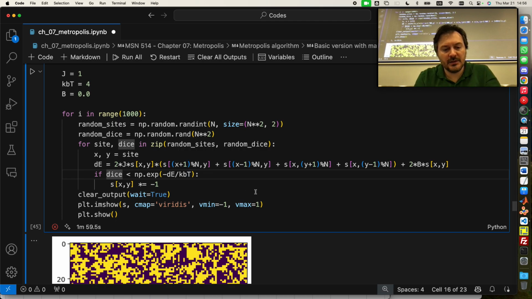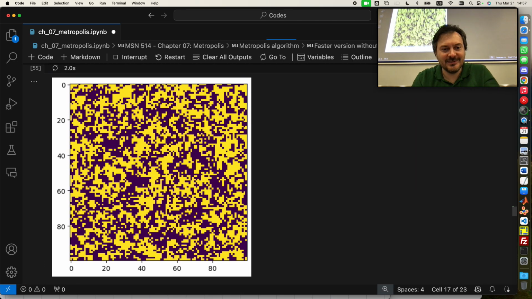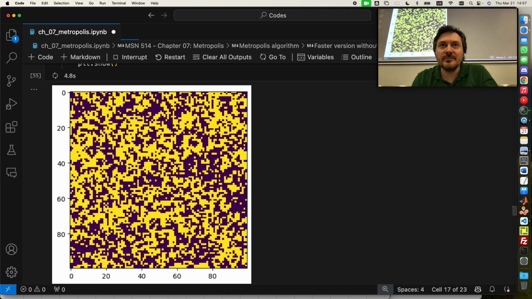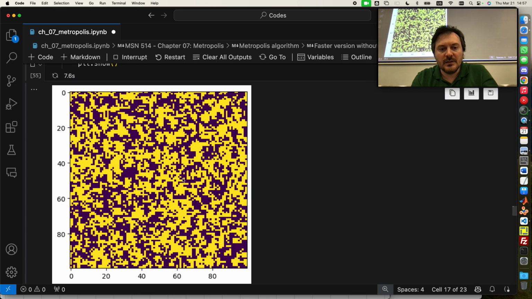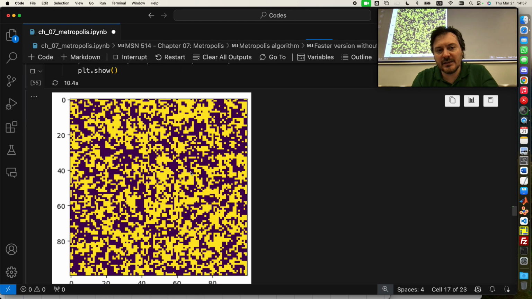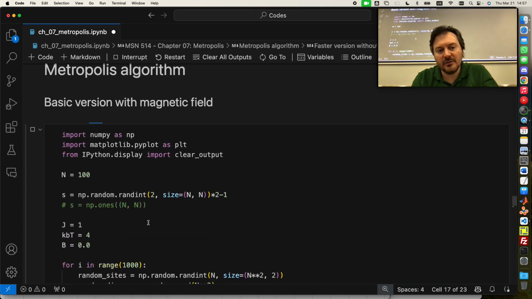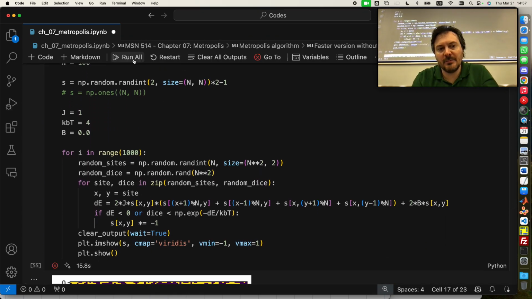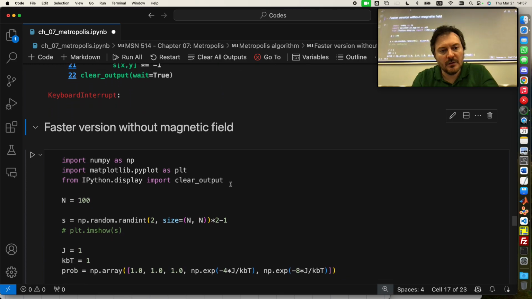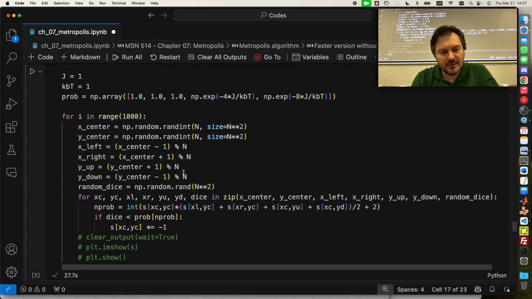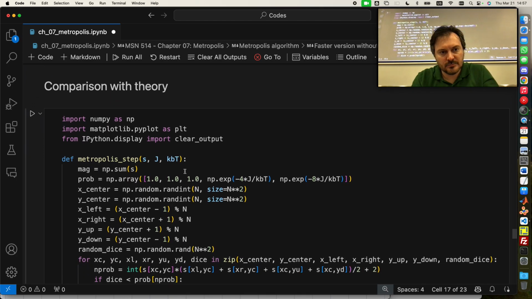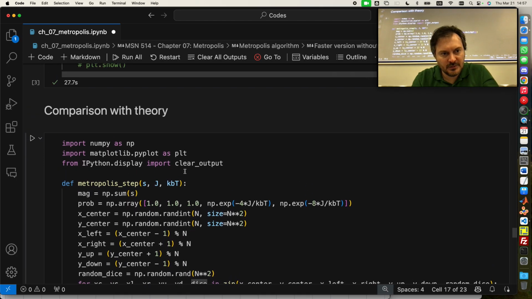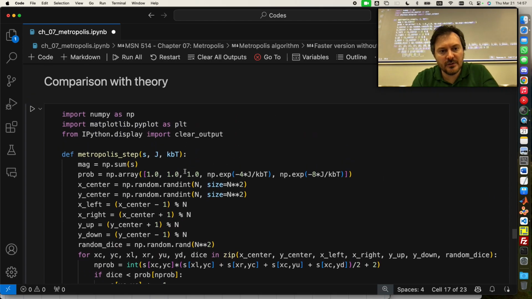Okay, then let me go back to the original case. If dE is 0 or if this is the case, doesn't matter. Problem is solved. So that's what you saw before. And we already have seen that after a certain temperature, you are going to get the demagnetized case. There is a faster version of this, but you are bored, so I'm skipping that part. Let's do comparison with theory.